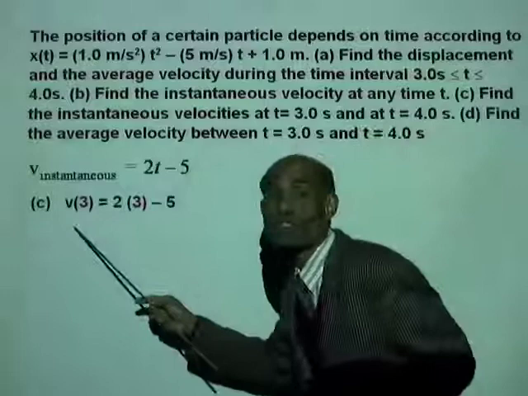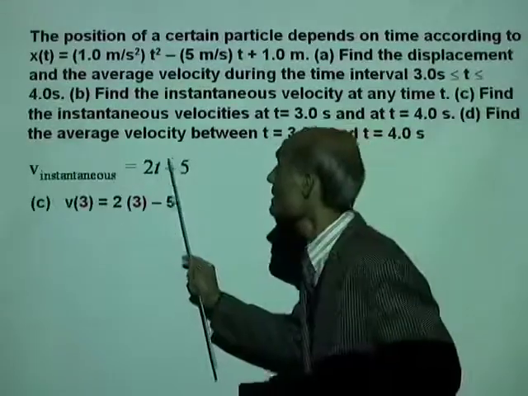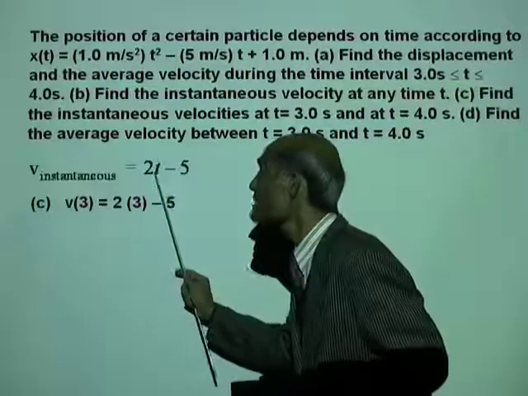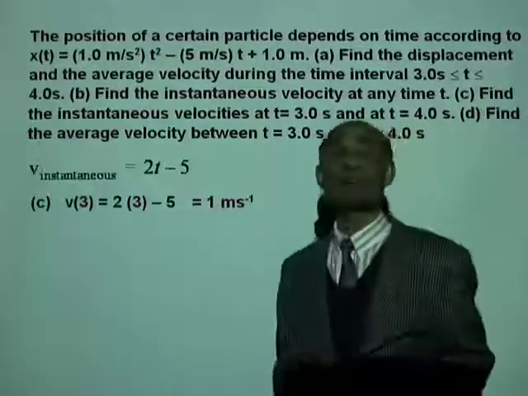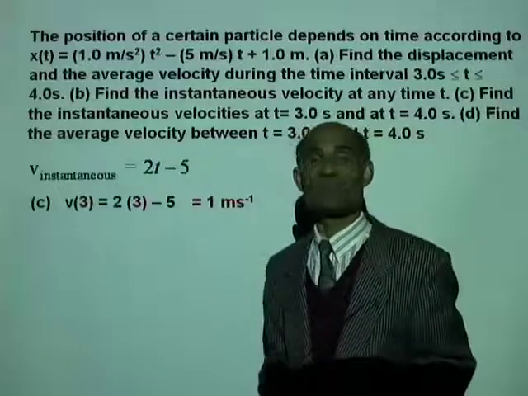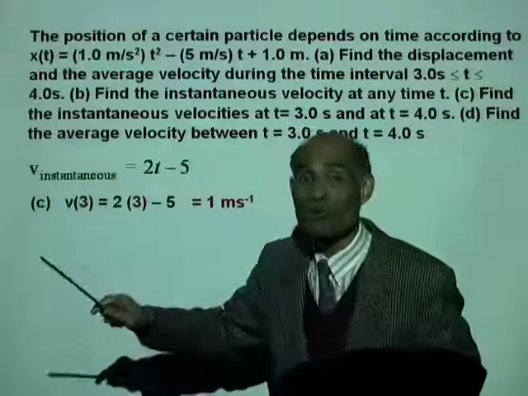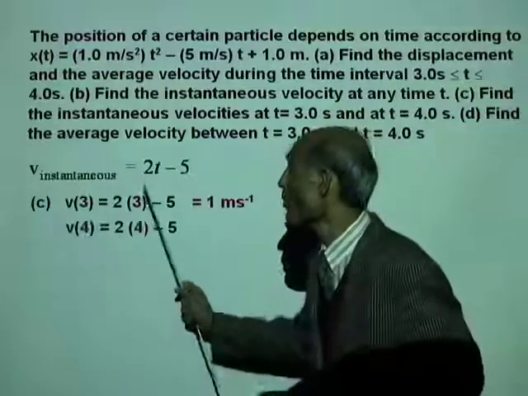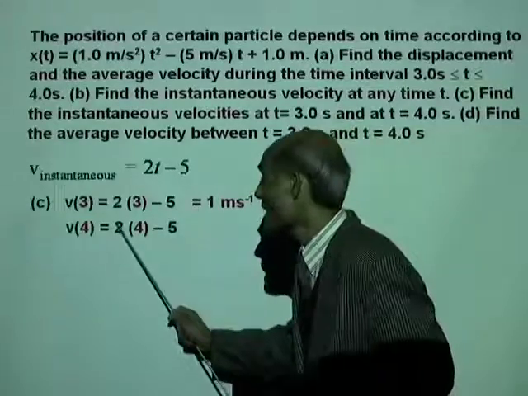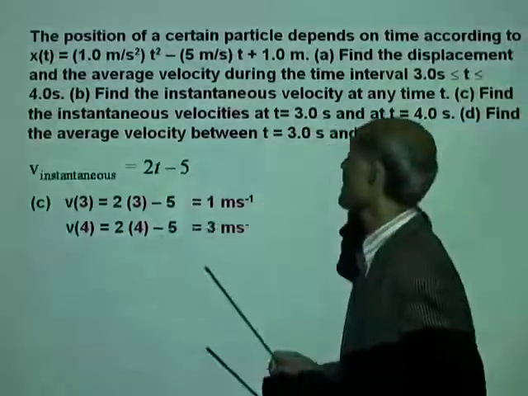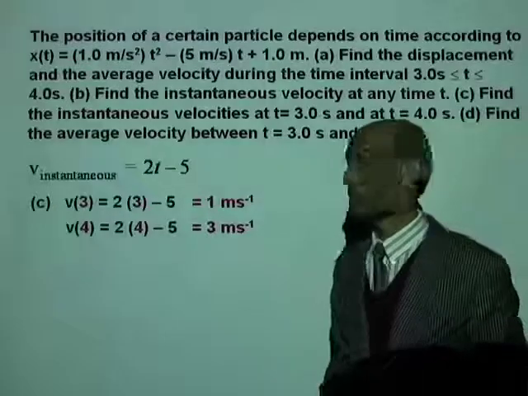What is the velocity at 3 seconds? V of 3. Replace your t by 3 seconds. It will be 6 minus 5. That is 1 meter per second. What is the velocity when time t equals 4 seconds? V of 4 is 2 times 4 minus 5. That will be 8 minus 5. That is 3 meter per second.